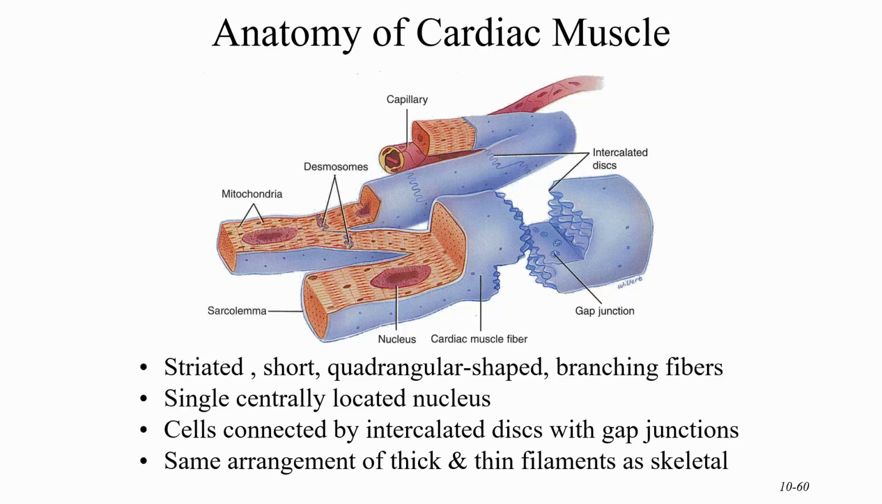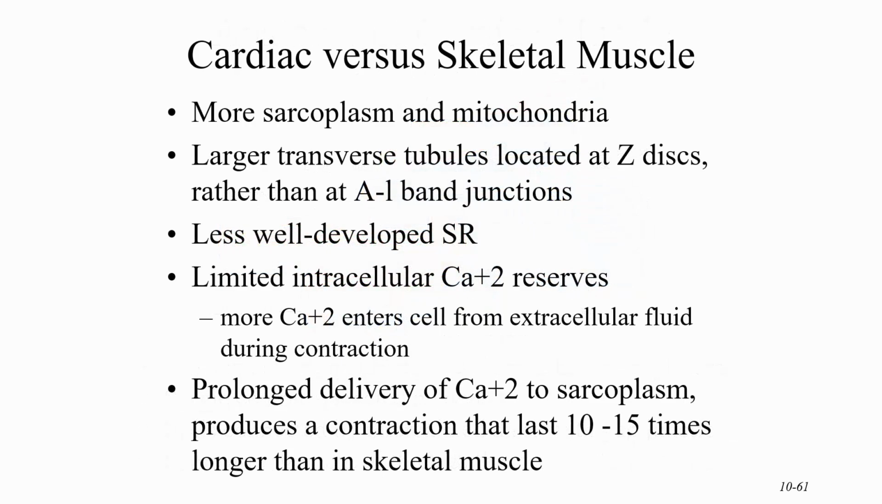And as said before, it's going to have the same arrangement of thick and thin filaments as skeletal muscle, again, giving it that striated appearance. Let's look at cardiac versus skeletal muscle. In cardiac muscle, there's going to be more sarcoplasm and mitochondria. Cardiac muscle is also going to have larger transverse tubules located at the Z discs rather than at the A-I band junctions. It's going to have a less well-developed sarcoplasmic reticulum.